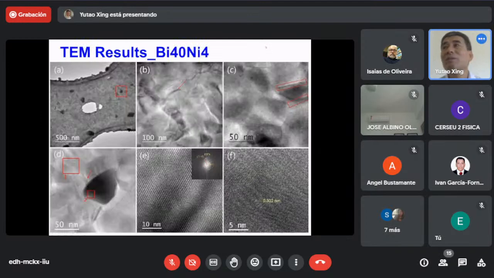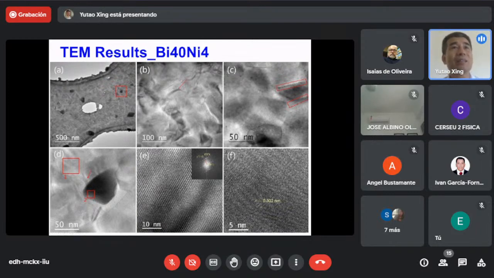So what's the difference? Not the chemical composition. They should be the same because we deposited the thickness, they are exactly the same. But the morphology is very different. We have to start with TEM.